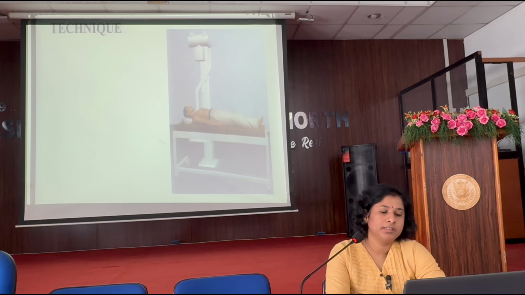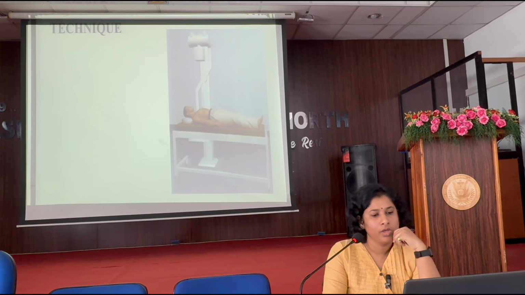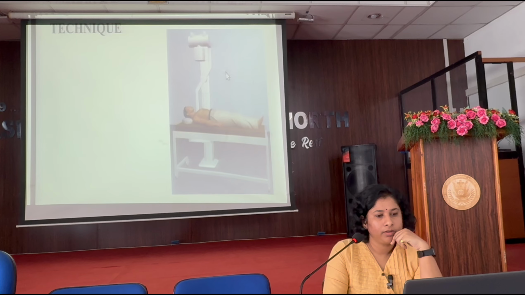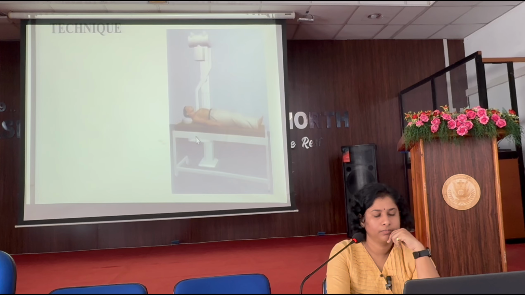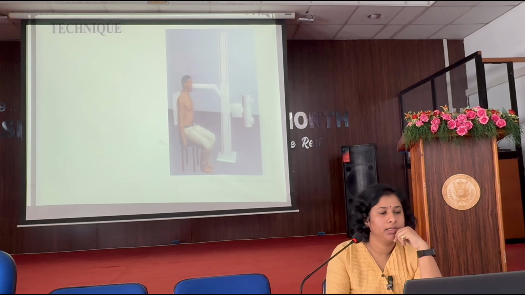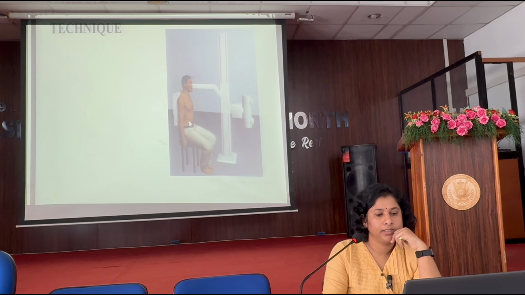AP can be done in different positions. If the patient couldn't ambulate, we can do it in supine, where the X-ray tube is positioned here and the detector will be under the bed. The same AP can be done in a seated position, where the X-ray tube is lower down and the detector is at the back side of the patient.